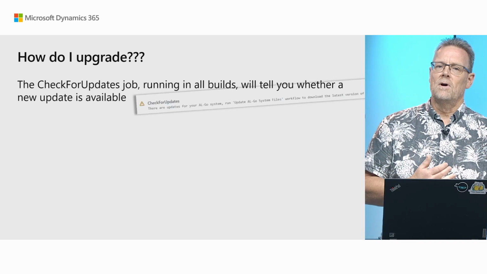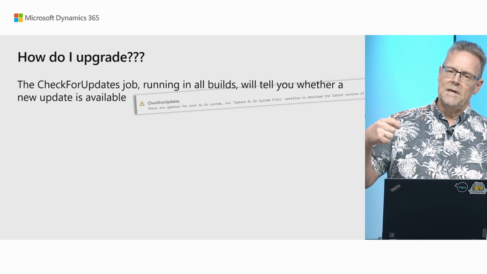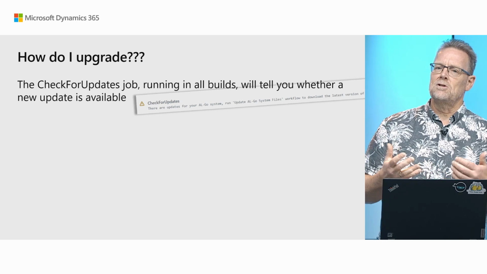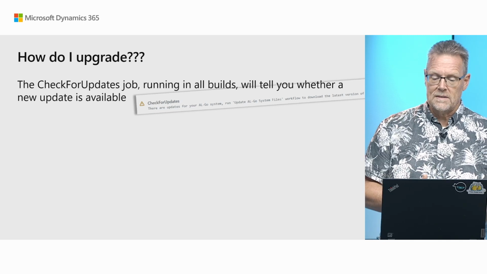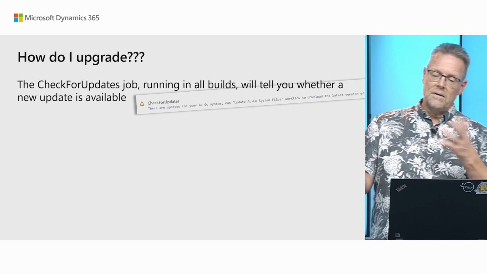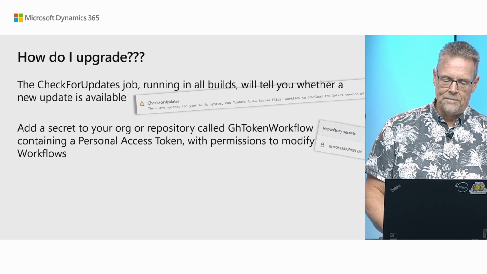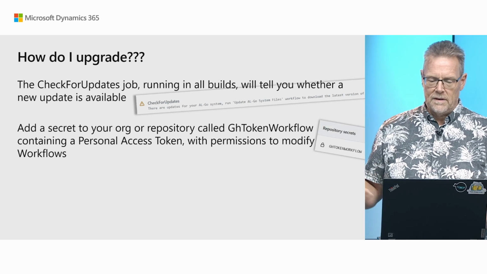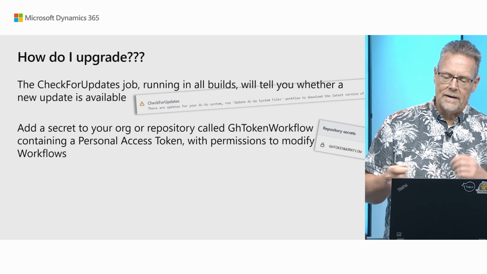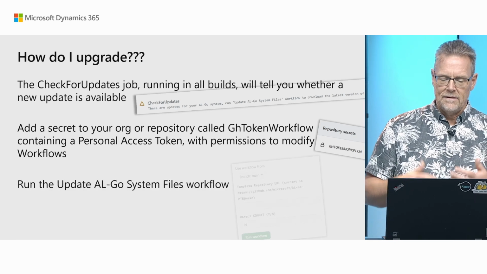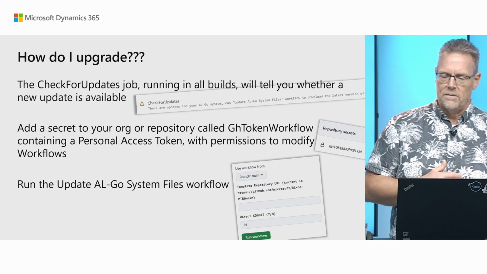The way you know that you have updates available is that every time you have a CI/CD or a build running, there'll be a job called check for updates. The check for updates job will be checking whether there's any updates, and it will give you a warning saying there are updates for your ALGO system. Run update ALGO system files workflow to download the latest version. In order to do that, you need a secret called GH token workflow that contains a personal access token with permissions to modify workflows. When you've done that, you can run that workflow called update ALGO system files, and you will get the latest version.